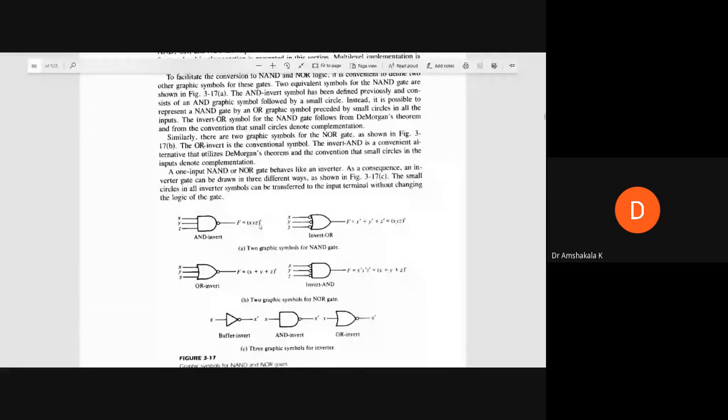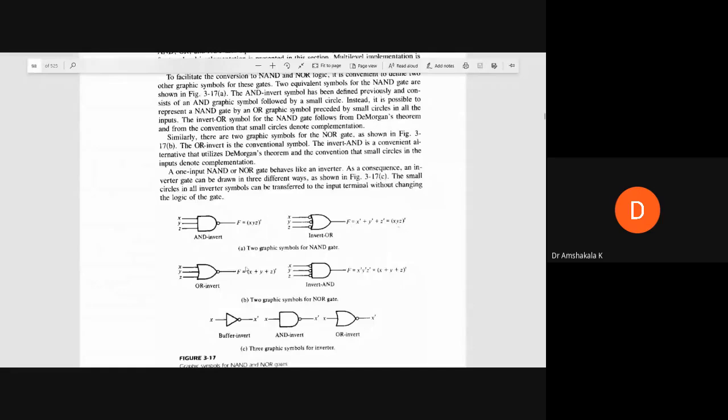When you apply De Morgan's law on this, what will happen? This is expanded as X dash plus Y dash plus Z dash, right? So every literal is complemented and supplied to an OR gate. That means a NAND operation can also be realized using invert OR. An invert OR operation is also equivalent to a NAND operation. This is what you have to understand here. Following it or not? Yes, ma'am.